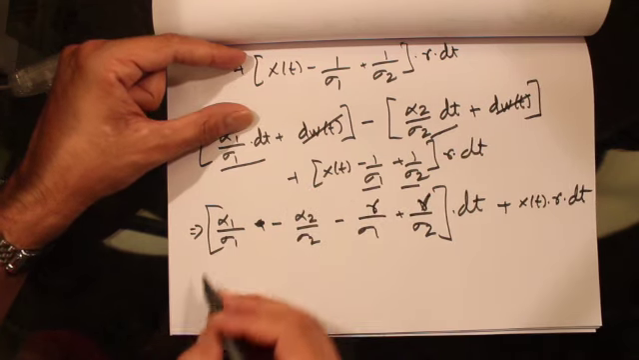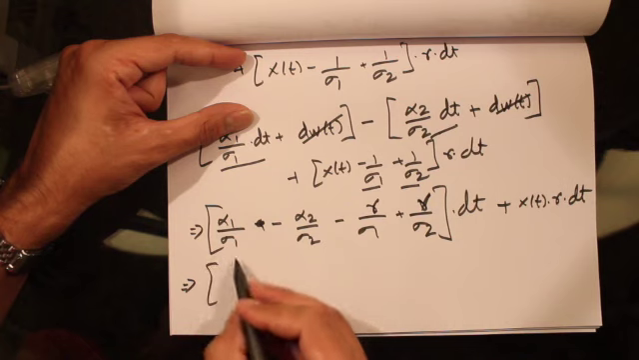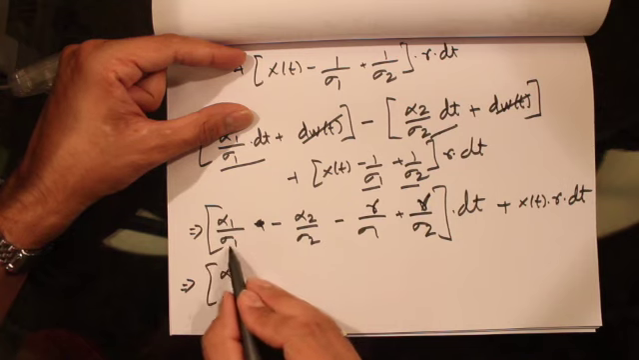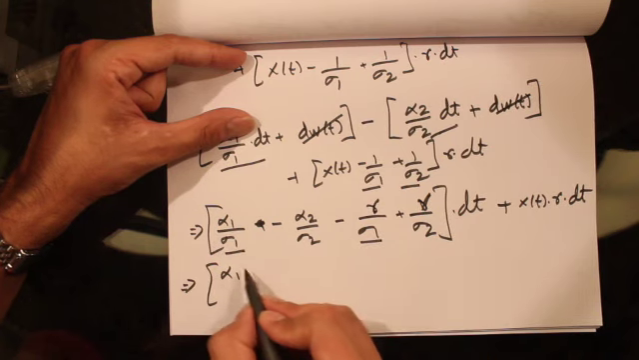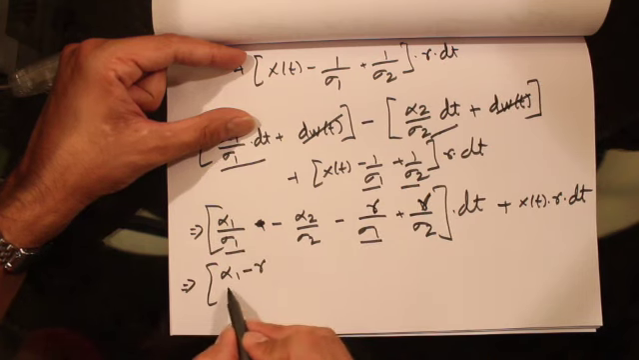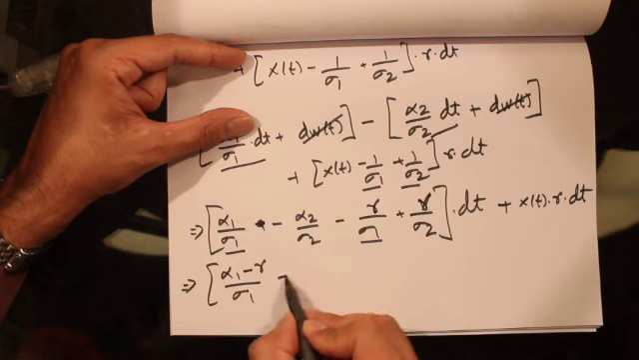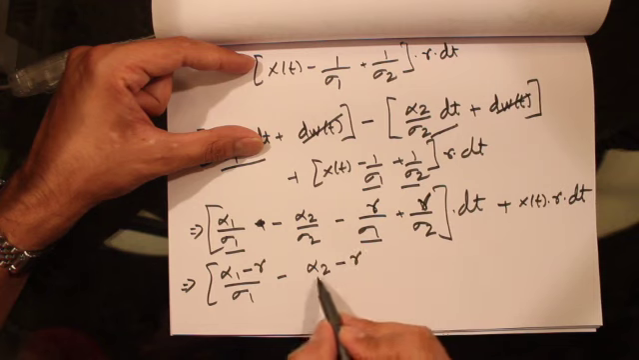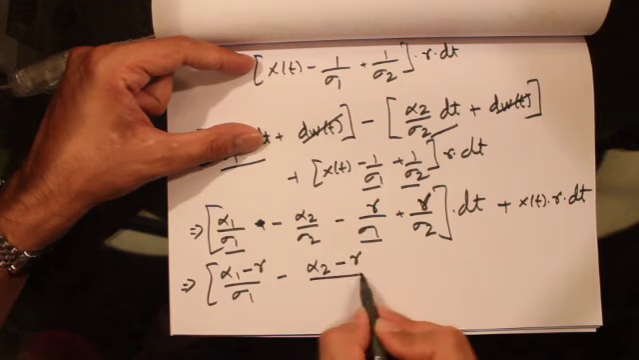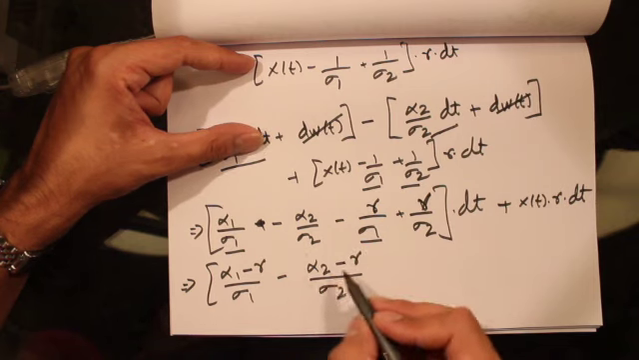Now we can actually solve this further. We can write this as alpha 1. In the denominator we have sigma 1 here, we have sigma 1 here, so we can combine these two terms. We're going to get alpha 1 minus r over sigma 1 minus alpha 2 minus r over sigma 2, right?